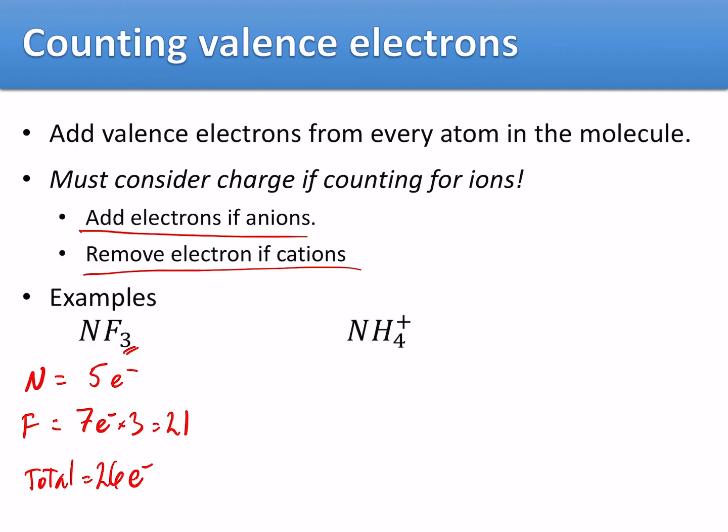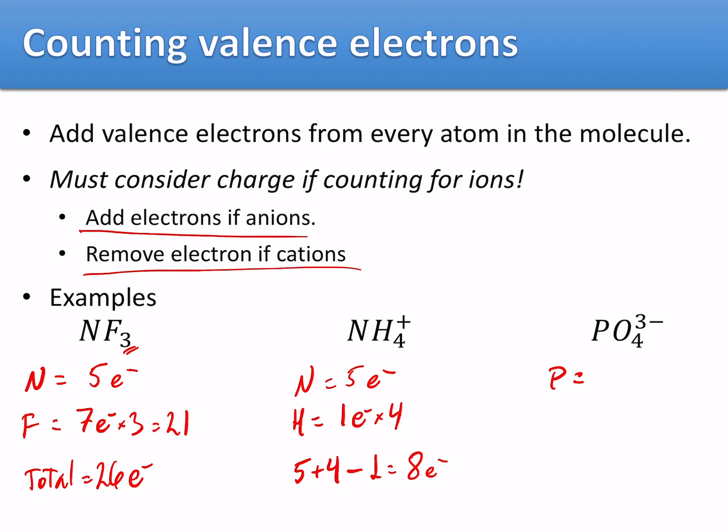If you have the ammonium ion, we still have nitrogen here, correct? So we still have 5 valence electrons. Hydrogen only has 1 valence electron, but you have 4 hydrogen atoms. So that is 5 plus 4. You have a positive charge here, meaning you subtract 1 electron, so therefore the ammonium ion has 8 valence electrons.